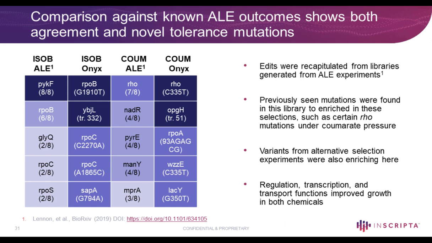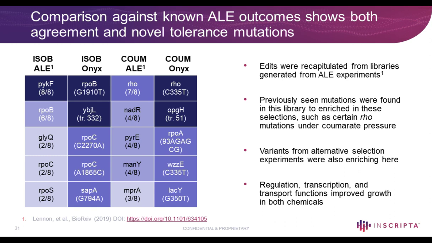Further, this is also quite helpful in that these modifications, if you remember, were recapitulated from an original library that was generated from the ALE experiments. And here we see some of these same modifications showing up in our own response from our Onyx edits. So every other column is the isobutyric acid from the ALE study. The most common is the PYKF modification, and the next most common is the rpoB edit that's being made. So these show up again and again in ALE experiments under isobutyric stress.